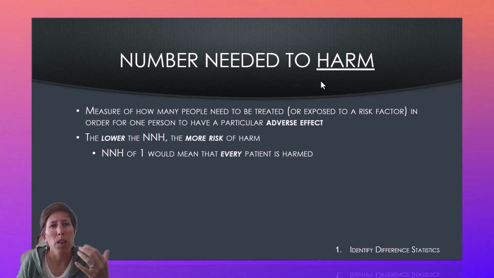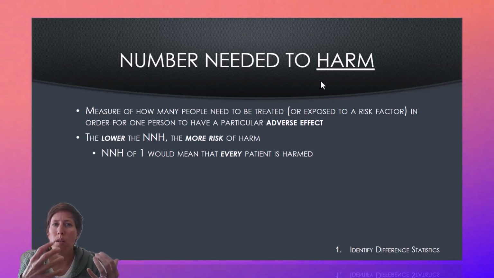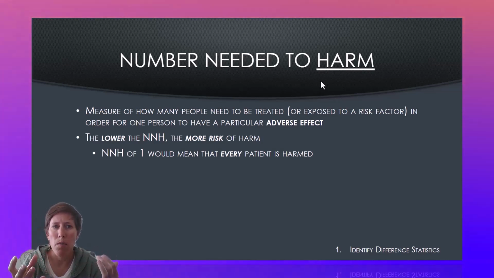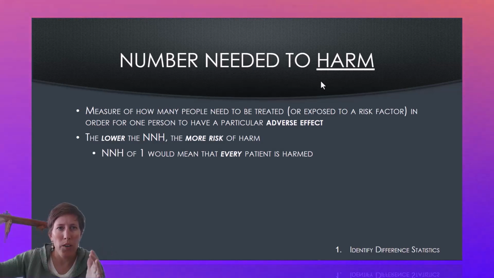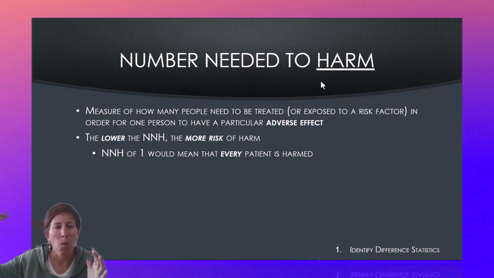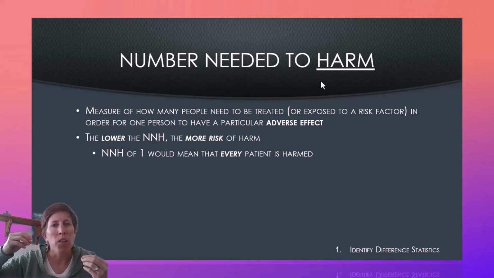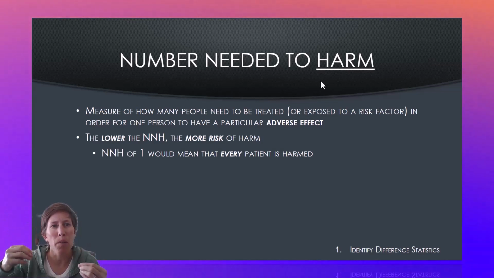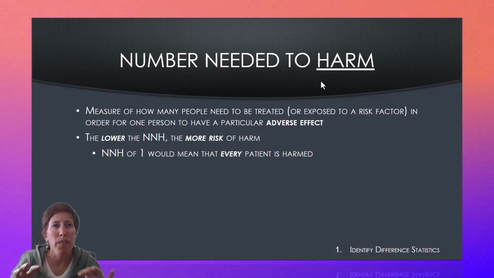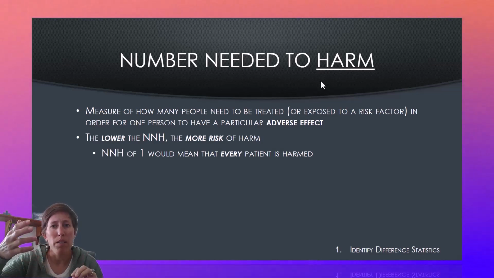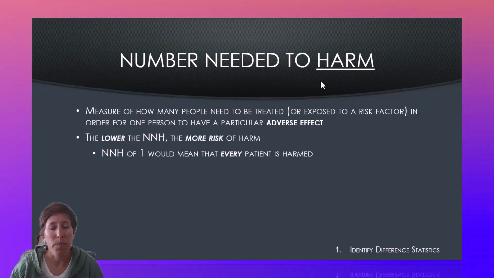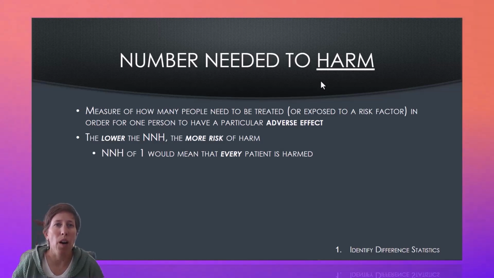Here, we're looking at the lower the value, the more risk, or the more harm. On a scale from 1 to infinity, 1 being low, if your number needed to harm, your NNH, is 1, that would mean that every patient exposed to that risk factor is harmed. If that number is 1,000, then 1 in 1,000 is harmed.